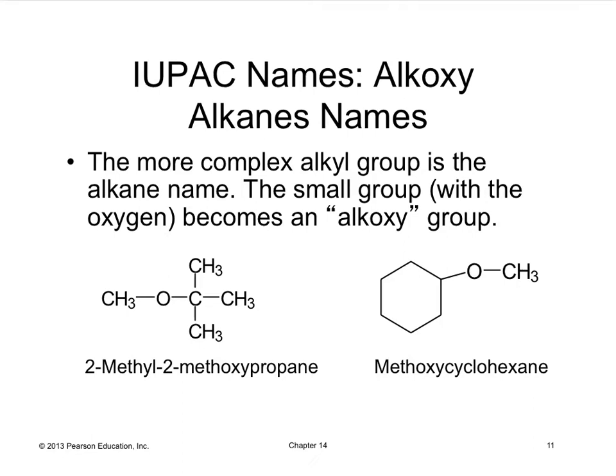In terms of IUPAC names, we have to figure out which one belongs to the alkoxy and alkane. The more complex alkyl group is going to be the alkane name, and then the small group with the oxygen becomes an alkoxy group. So we have to find the longest chain again. The longest chain would be 1, 2, 3, that would be a propane. At this propane group you have 2 methyl and then 2 methoxy, so 2-methoxypropane. Here, this is easy. This is going to be the complex alkyl group, so this will be the cyclohexane. And over here it will be the methoxy group, so it's methoxycyclohexane.